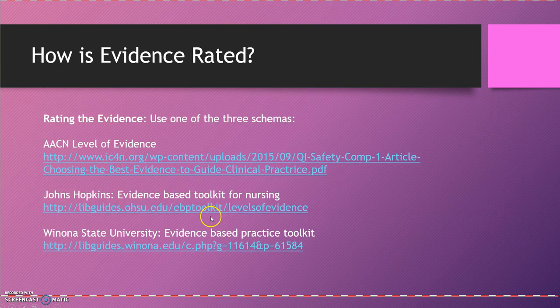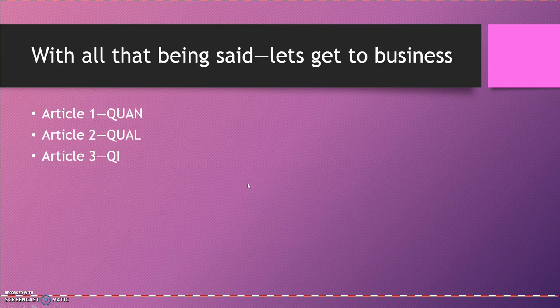All right, so next, this is the rating of the evidence. These are the three schemas we want you to use: the AACN level of evidence, Johns Hopkins, and Winona State. I for sure would read this article. It's short, and it helps you understand the hierarchy of evidence. Pick and choose one of these and rate your evidence that way. And that's about it. In the next videos we will actually go through a review, applying each of these types of articles or evidence into the table. Okay.